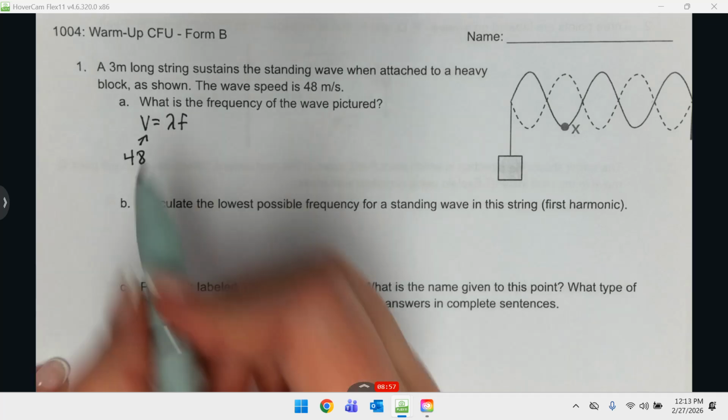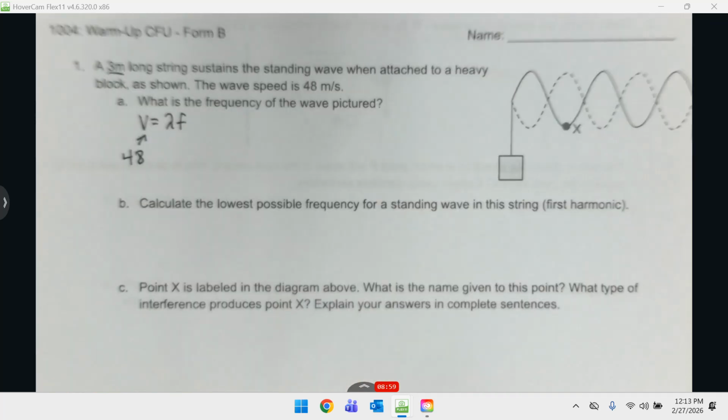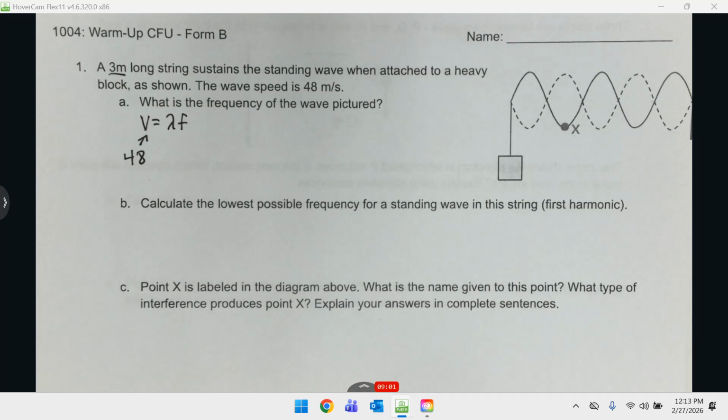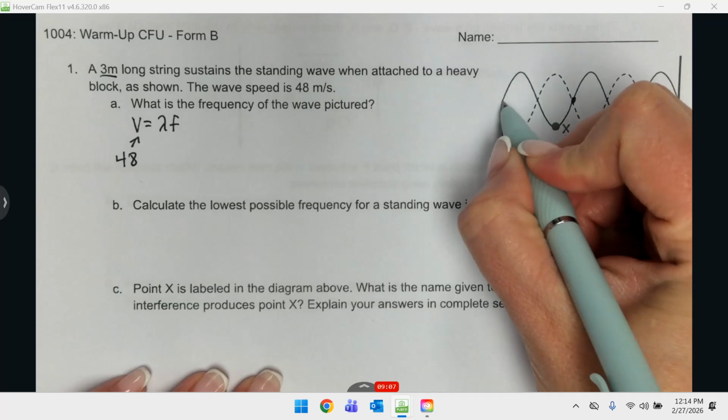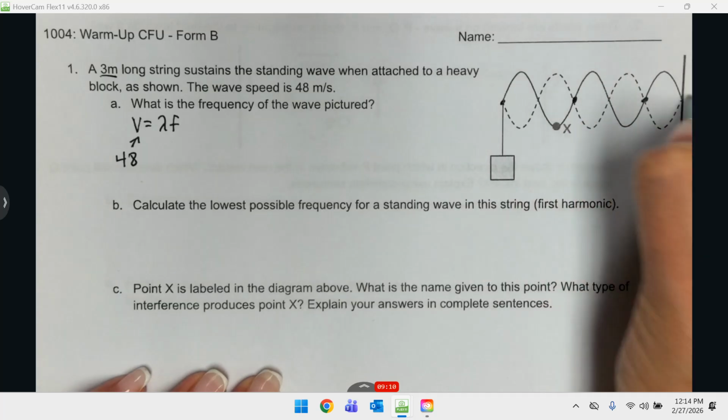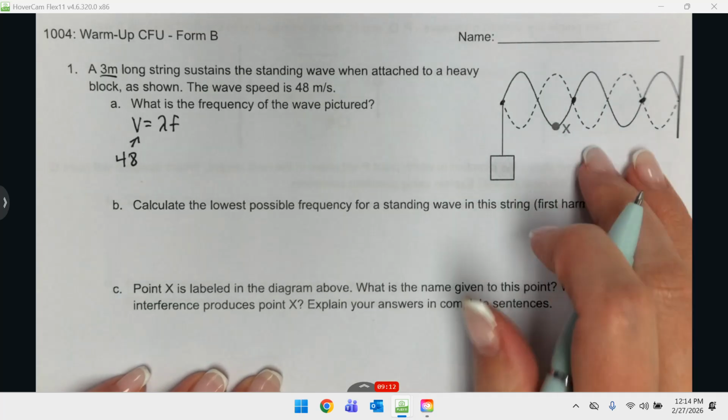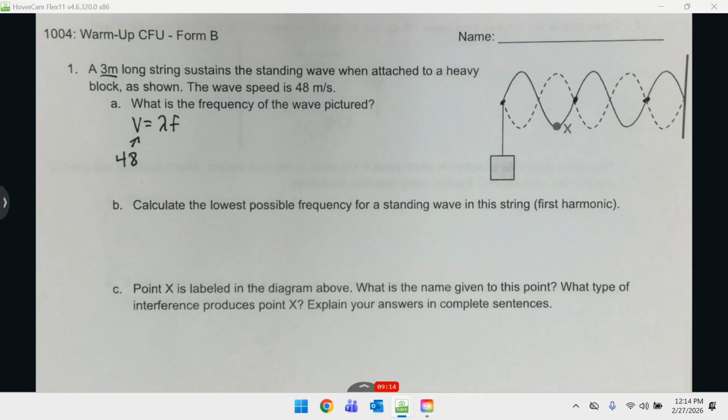And yes, I know there is a length in the question, but this is not a wavelength. Again, wavelength is the length of one wave. This is not one wave. This is 1, 2.5 waves. Okay, so this picture shows a total of 2.5 waves.